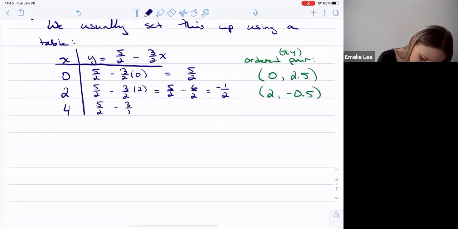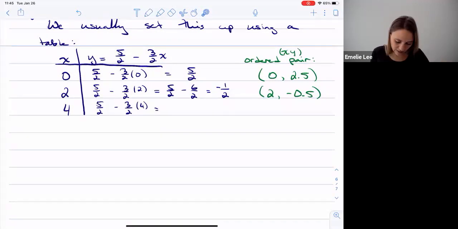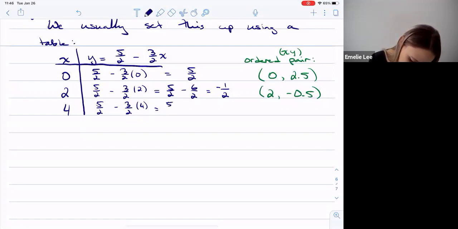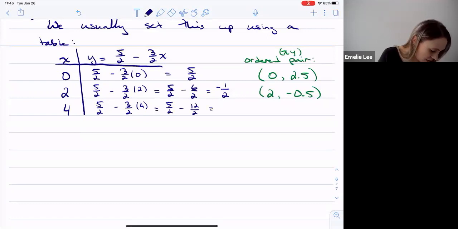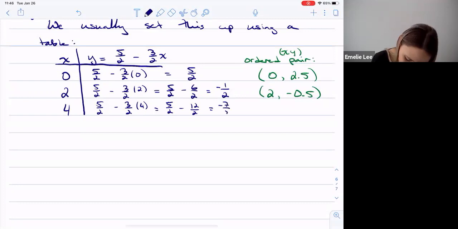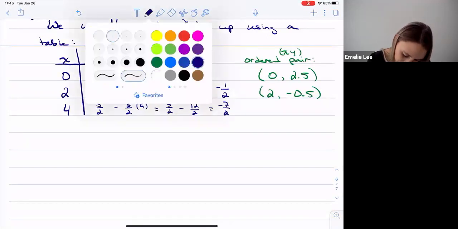5 over 2 minus 3 over 2 times 4. Again, even though I can cancel, preserving that fraction over 2 is going to make it a little bit easier. 5 over 2 minus 12 over 2. 5 minus 12 is negative 7 over 2, and 7 over 2 is negative 3.5.